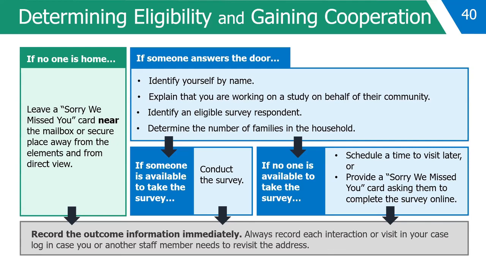So if somebody is home and they're willing, then you go ahead and conduct the survey. If nobody's available, but you are talking to somebody, you can schedule a time to visit later or leave that sorry, we missed you card. Then as soon as you walk away and get back to your car, wherever you're heading, record that outcome information immediately in your case management log. So you're going to have a paper copy of that, although you can also do one online. You can write down what happened during that visit. Either you completed a survey, or you scheduled a time to come back later, or you left a card, or they refused to take the survey and told you don't come back.